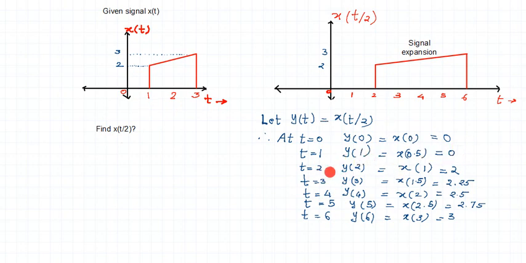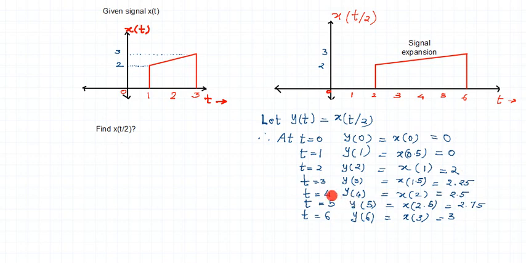With t is equal to 2, I get y of 2. With t as 2, it becomes x of 2 by 2, that is x of 1. Now do I have a value at x of 1? Yes. At x of 1, the magnitude is 2. And that's why y of 2 becomes 2. With t is equal to 3, y of 3 is x of 3 by 2, so x of 1.5. What is the magnitude at 1.5? Here at 2 it is the midpoint, so it is 2.5 here. So at 1.5 it should be half of that, so it should be 2.25. So at y of 3 the magnitude is 2.25.